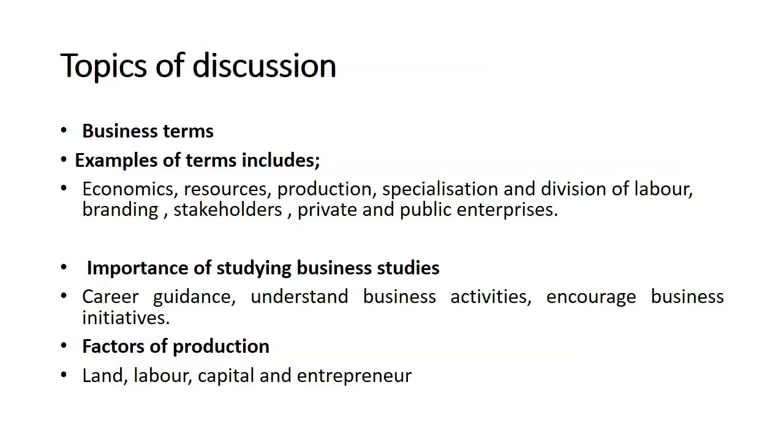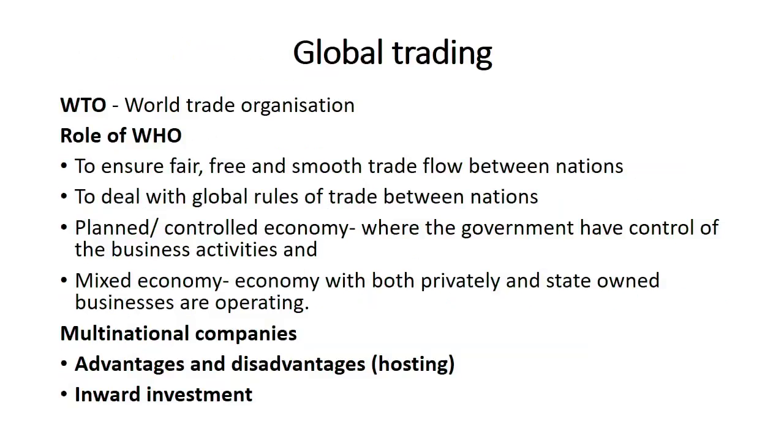Let's look at the factors of production that are used in producing the products that are put for sale in the business activities. We are talking about the land, labor, capital, and entrepreneur. Read and understand what it means. Let's quickly look at the global trading in business activities. We are talking about the international exchange of goods and services between nations or countries in this case.